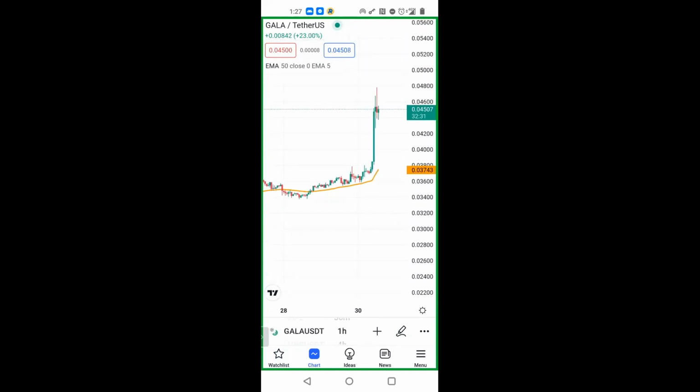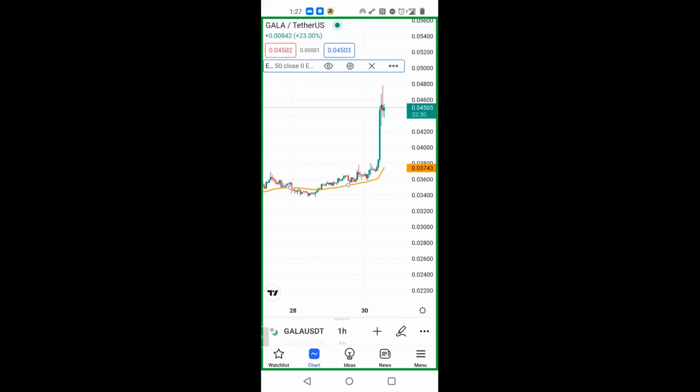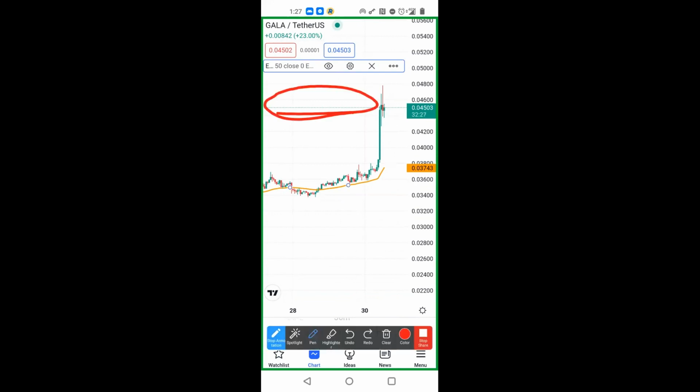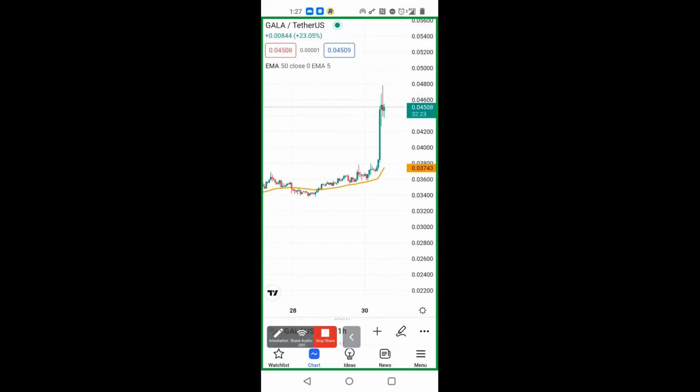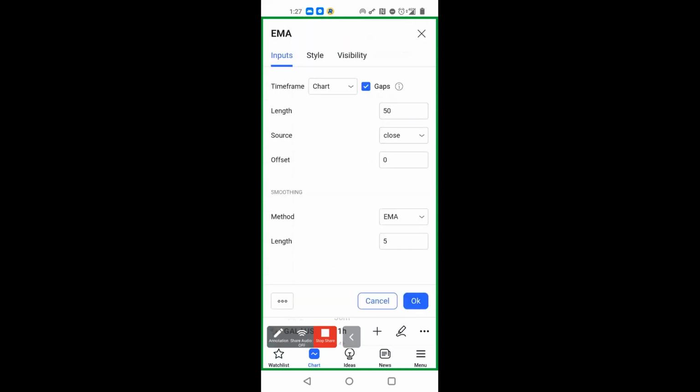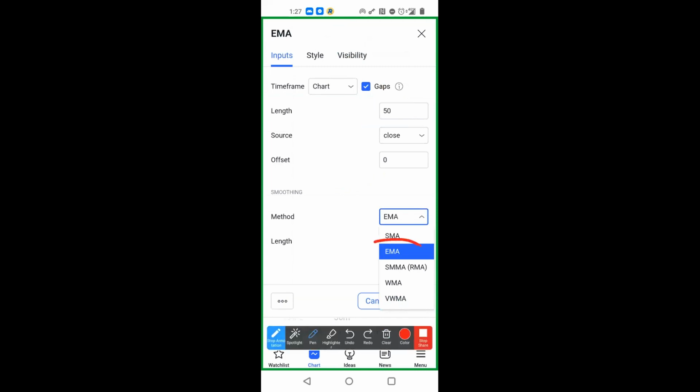Now, what is the 50 EMA? So how do we do it? Remember, I talked about the settings. Open the indicator, tap on the settings. You want to trade, tap on the settings. Here, it's only the input. You'll find 9, put 50. Simple. Here, it will have SMA. Just tap on EMA. Just that.